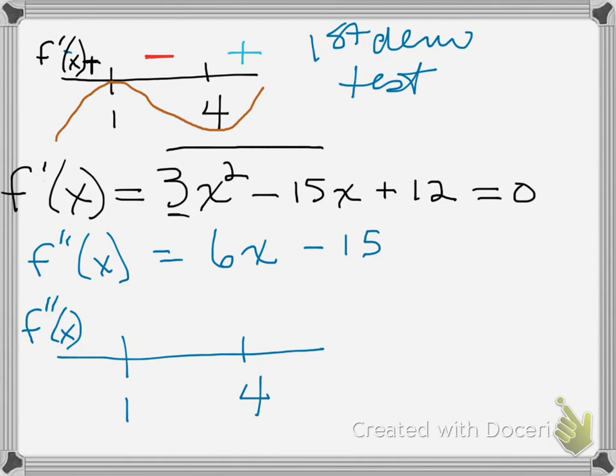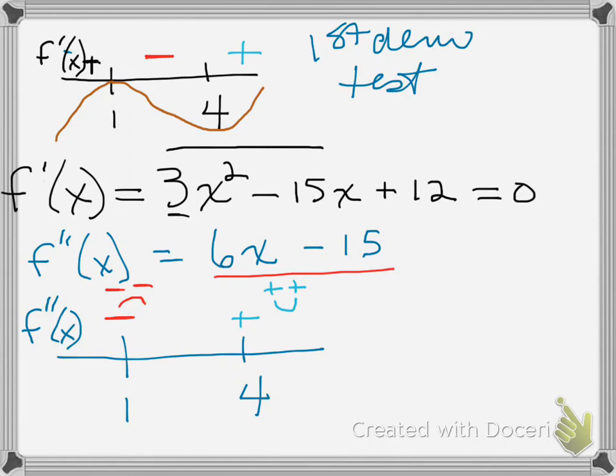If I plug 1 into here, I'm going to get 6 minus 15, which is a negative, and if I have a negative, it is concave down, so I have a max. That affirms what the first derivative test told me. Now we're going to put 4 into the second derivative. I get a positive number. If it's positive, that means that I have a min, which affirms what the first derivative test told me.